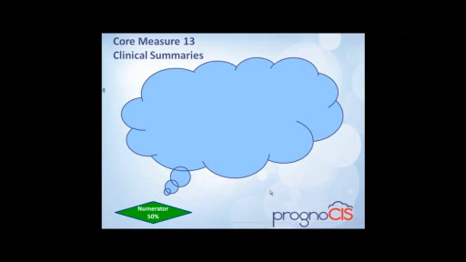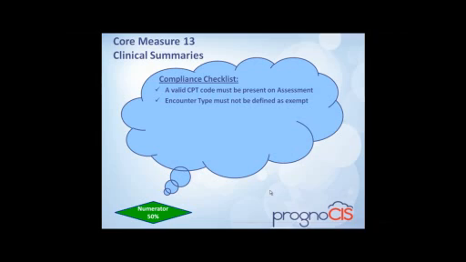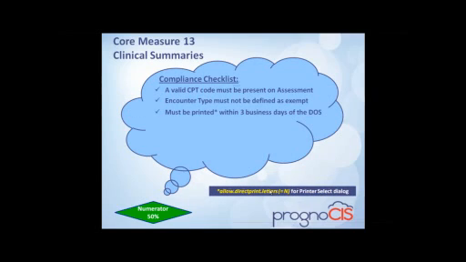So by means of a checklist, first of all, you want to make sure that there's a valid CPT code present, indicating it is an office visit. Secondly, you want to make sure that the encounter type has not been defined as exempt. Thirdly, remember that it must be printed within 3 business days of the date of service. However, there is a property. If you do not want to physically print the paper, you can set that property accordingly.